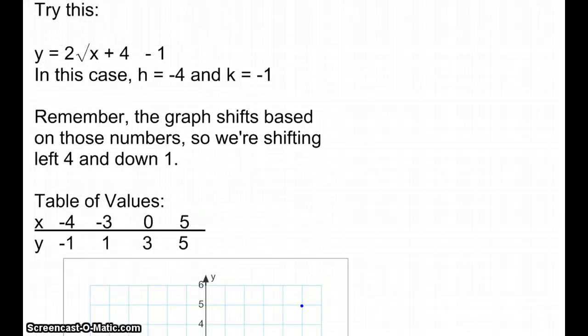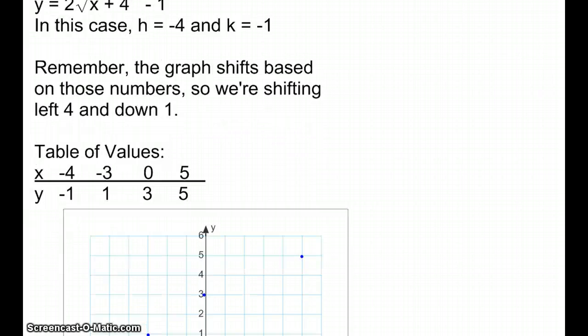So we're going to take a look at this one. y equals 2 times the square root of x plus 4, minus 1. The x plus 4 is underneath the radical, and then minus 1. In this case, the h is -4 and the k is -1. Remember, the graph's going to shift based on those numbers, and they do two completely different things. I made a table of values here so that you could see. The lowest value that x can be is -4 because that puts a 0 underneath the radical. And when x is -4, y becomes -1.